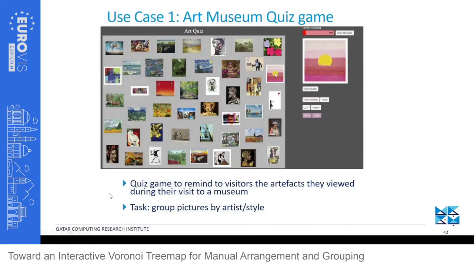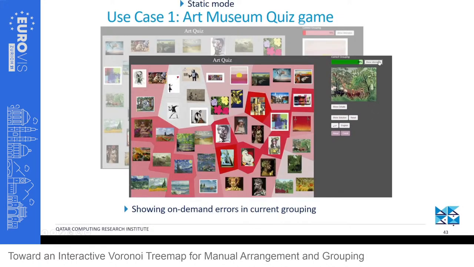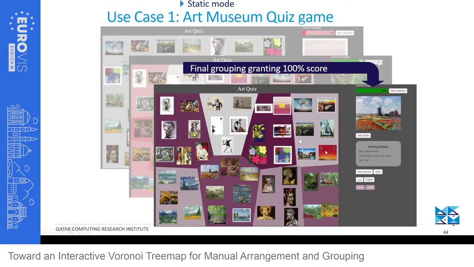We propose two use cases. One is about an art museum quiz game. So we developed a quiz game to remind visitors of an art museum of the artifacts they viewed during their visit. The task for them is to group pictures by artist and style. We know the ground truth, so we can compute a score regarding the matching between the user groups and the ground truth groups. So we can indicate to the user where the errors in his grouping are, and of course, at the end, if the user is good, he can recover all the groups and get the maximum score.